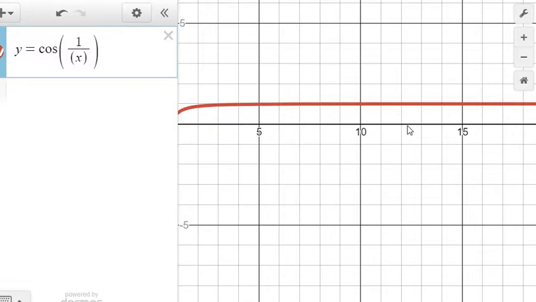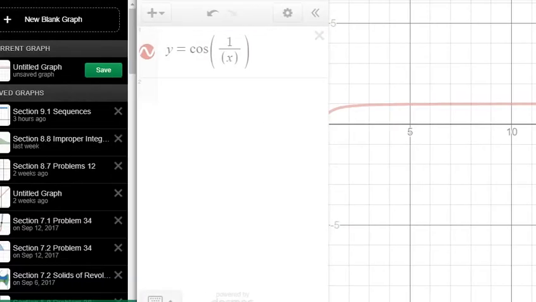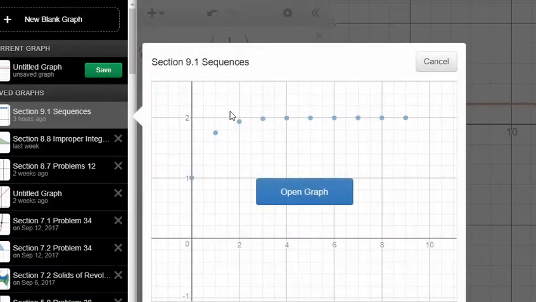All right. I can't be clear enough about this. What you see from your t-tables, what you see from your graphs, and what you calculate from your limit all should say the same thing. We're going to do that again for the problem coming up. In fact, let's do it for problem number 28. Let's see, 9.1 sequences. There.